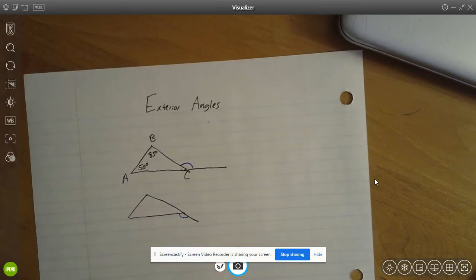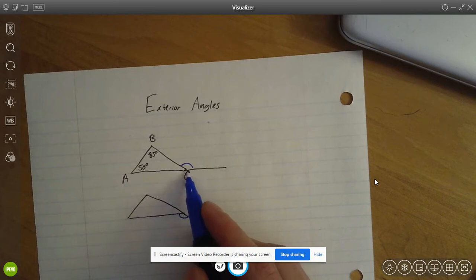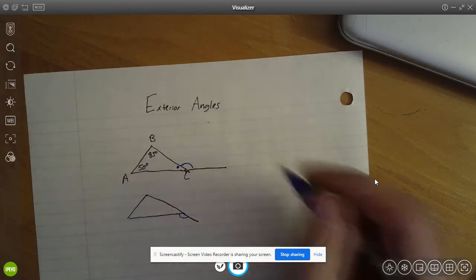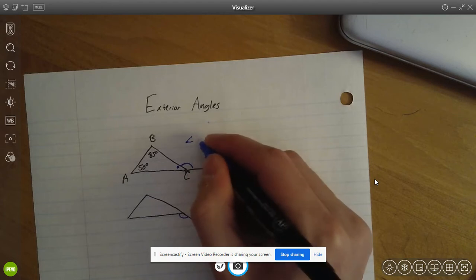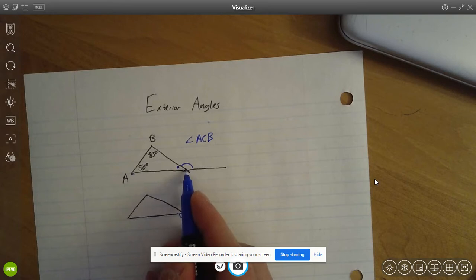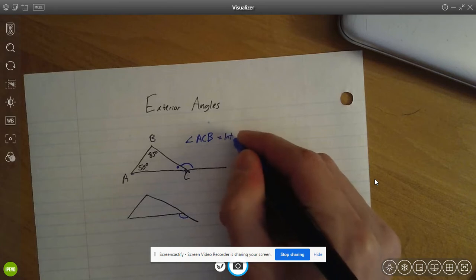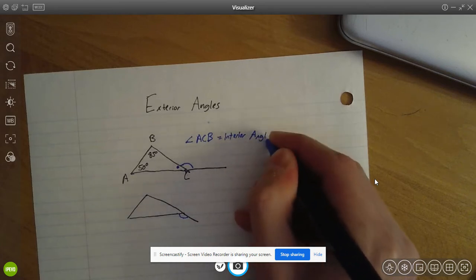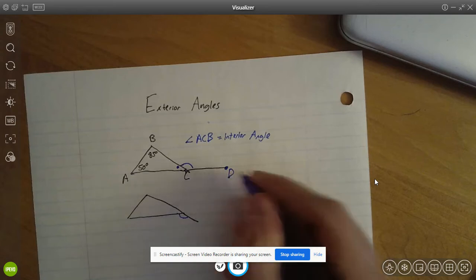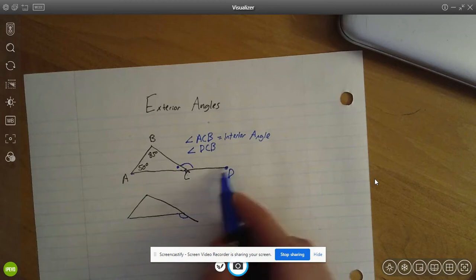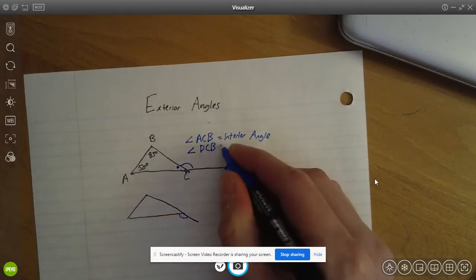Let's talk a little bit about how we name angles. I've now got two angles at vertex C. If I want to talk about the interior angle, which is on the inside here, I'll put a little dot there, and we could call it ACB. So it's created by the rays AC and CB. The vertex is the middle of the three letters. If I call this point D, then angle DCB, or I could also call it BCD, is my exterior angle.